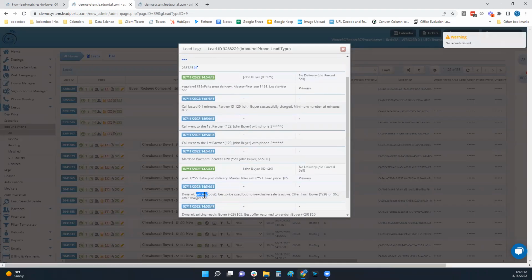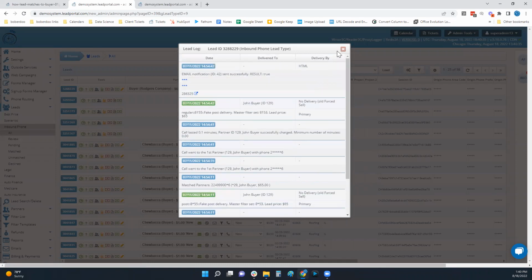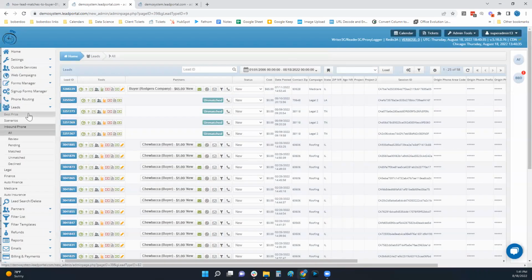Number of matches and the distribution logic. So you'll see things like priority, rank, in best price or priority based distribution. And then you will see the best revenue scenarios.